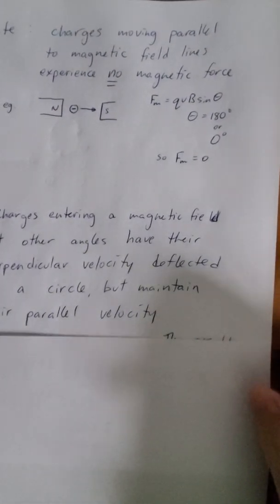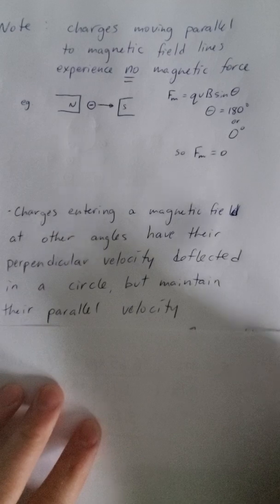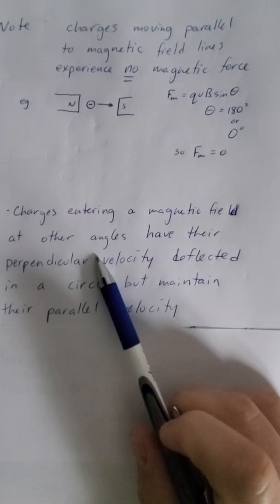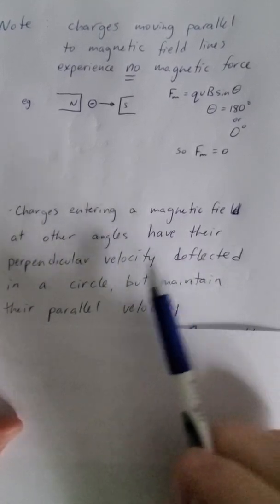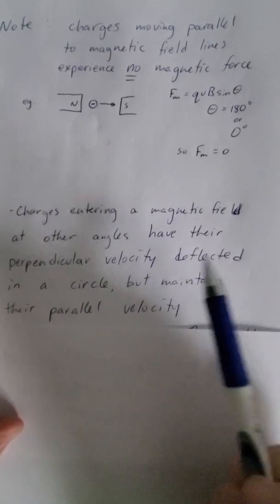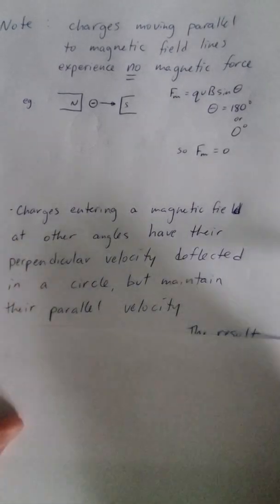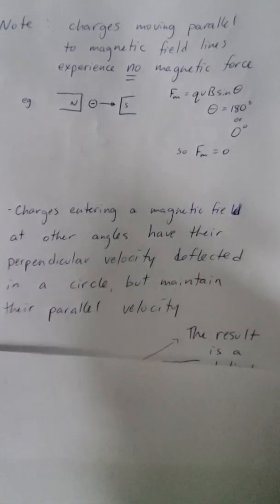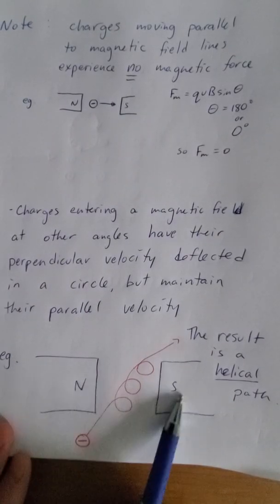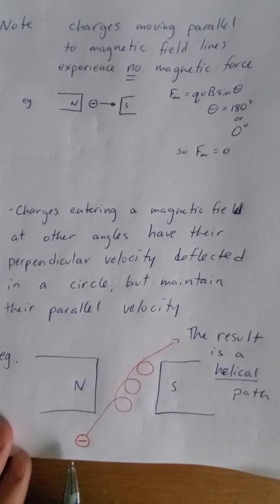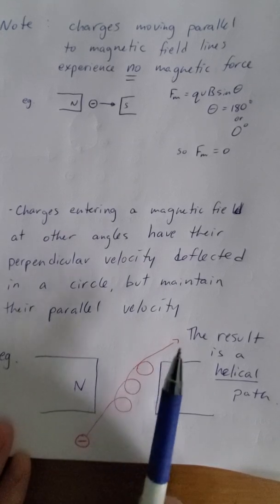I don't know if this will come up ever in the course, but it's good to know and interesting to think about. Charges entering a field at a different angle, so not 0, not 90. Their perpendicular velocity is deflected circularly by the magnetic force, but their parallel velocity is undisturbed, kind of like a 2D projectile. So the component of velocity that's parallel to these magnets stays constant. And what happens is there's a circular deflection as it goes through.